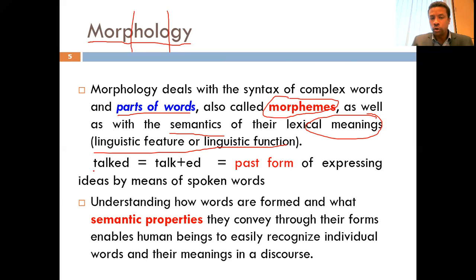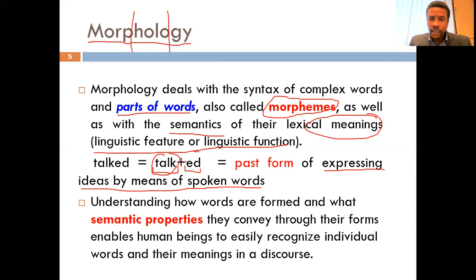So if you have the word talked, it appears to be a single word. But whenever you do morphological analysis on it, it would be the morpheme talk and the morpheme ed. So it tells you that this is a past tense form of expressing ideas by means of a spoken word, because the word talk, as you can see, is expressing ideas by means of a spoken word. That's what we mean by a talk.